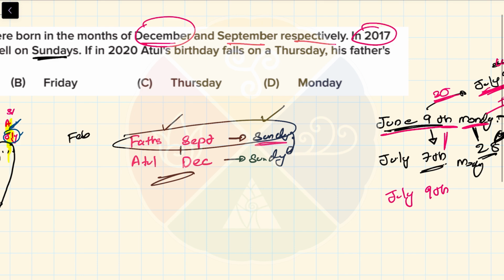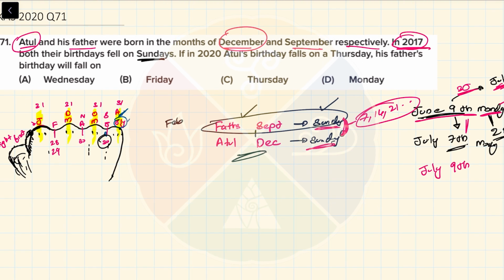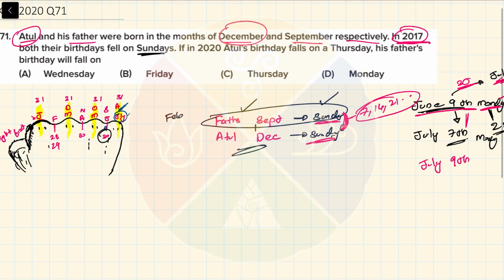Now, what we know is that both the days are on Sunday. That basically means that the difference between these 2 days is a multiple of 7. It's 7, 14, 21, something like that. You don't even have to bother. You only have to know that the difference is a multiple of 7. Now they are saying in 2017 it was on Sunday. What are they asking us in 2020?